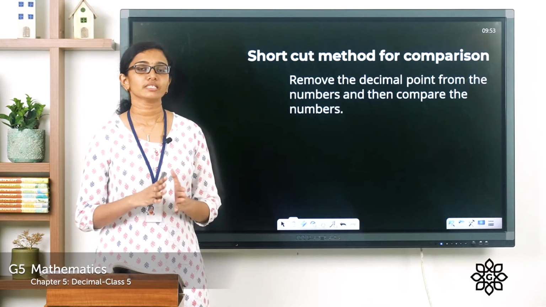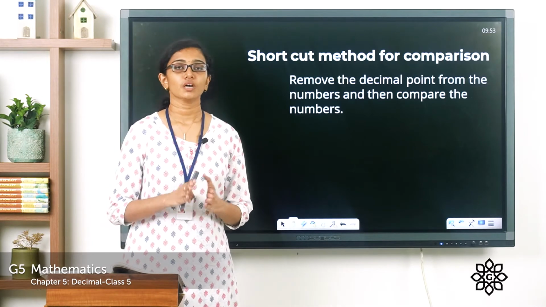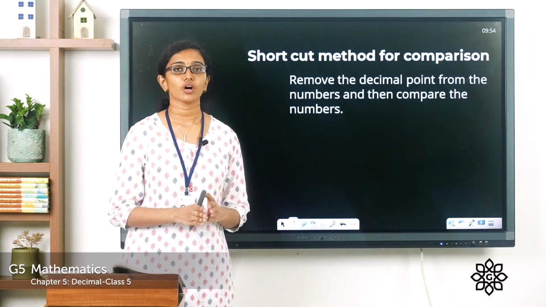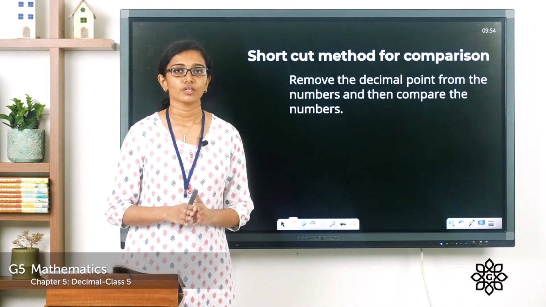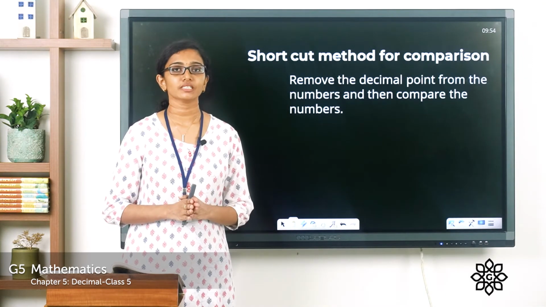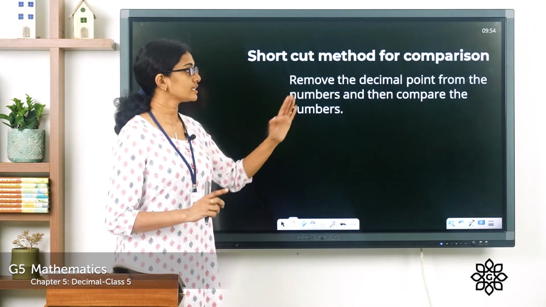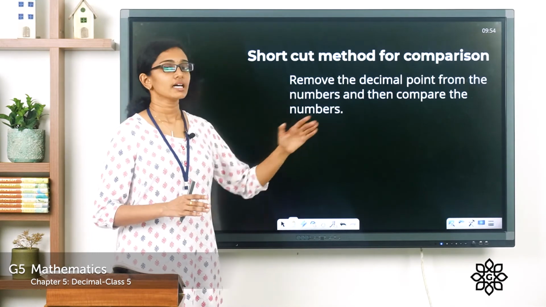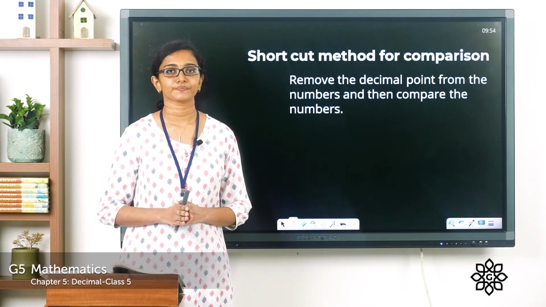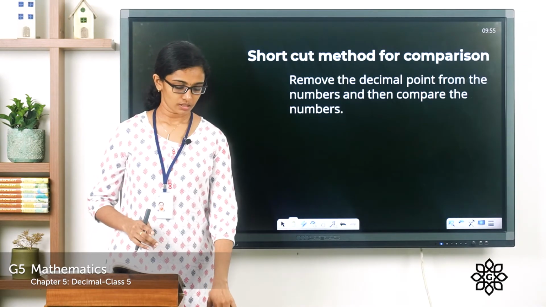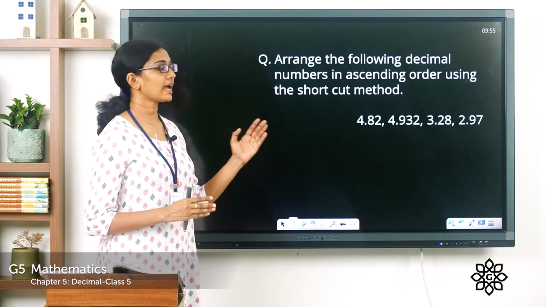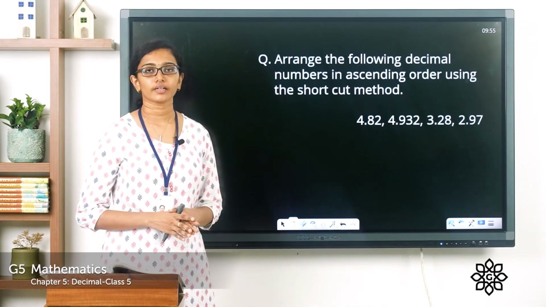So when you are given some decimal numbers, the first process for comparing is to convert them to like decimals. Always make sure you are comparing like decimals. So once you have converted all the given decimal numbers to like decimals, you can just remove the decimal point from the numbers and then compare the numbers just like you compare whole numbers. Let's see that with examples. Look at this question given here. Arrange the following decimal numbers in ascending order using the shortcut method.